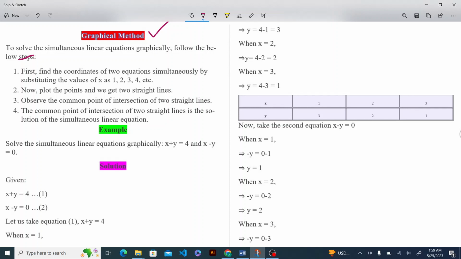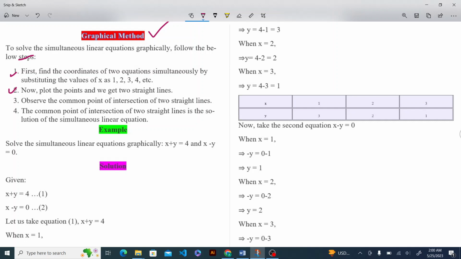So there are 4 steps. I will read them first, and then we will follow these steps to solve two linear equations, finding their common solution, with an example. Okay, so let's read them first. First step is, find the coordinates of two equations simultaneously by substituting the values of x as 1, 2, 3, 4, etc. Okay, the first step says that we have to find the coordinates of two equations.